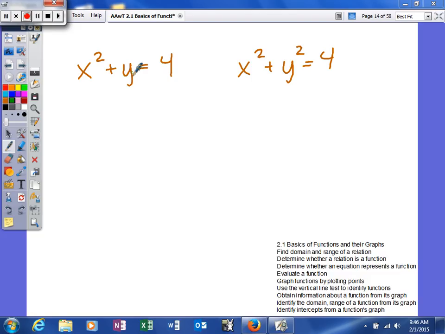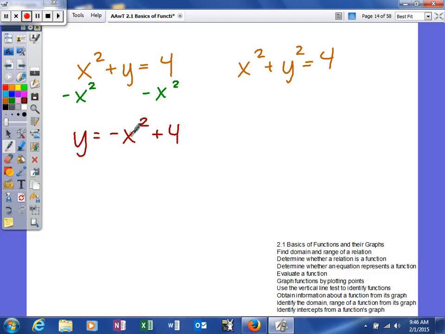And you can do this in multiple ways, but probably the easiest way to determine if an equation represents a function is to get y by itself. So first thing I'm going to do is subtract x squared from both sides. When I do that, I get y is equal to negative x squared plus 4. So now the concept is, if I plug in different x values, how many y values will I get?